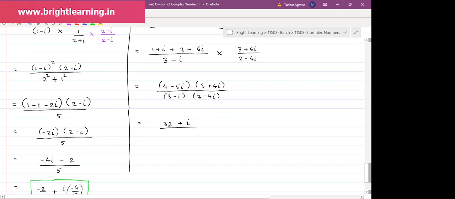Denominator final answer: 3 twos are 6, and negative i and negative 4i gives plus 4, which I will have to change the sign. So 6 minus 4 will be 2, and for the imaginary part, cross multiplication, negative 2i, negative 12i. Negative 2, negative 12 is minus 14i. I hope up till now I have done correctly.